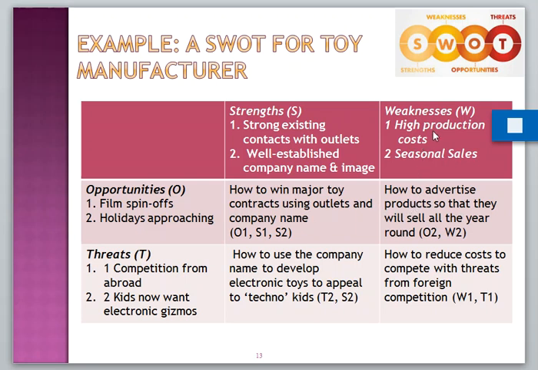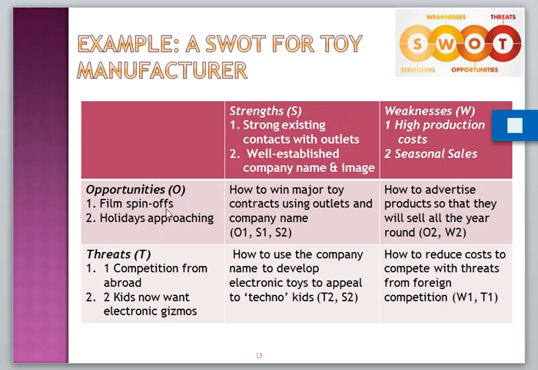So objective finding that deals with W's and O's could be how to advertise products so that they will sell all the year round. They have holidays, they have seasonal sales, but they would like to sell all the year, not only on holidays and not only in seasons. Also, how to win major toy contracts. So they would like to have contracts, right, utilizing these contacts and outlets.